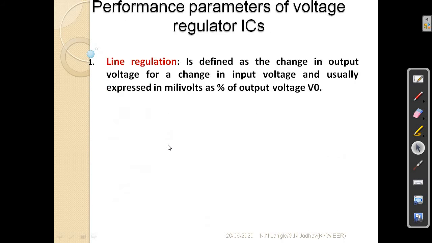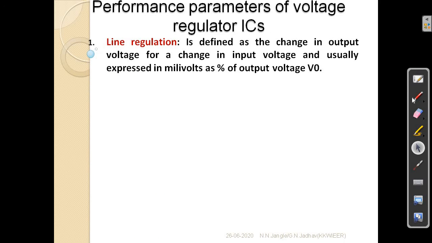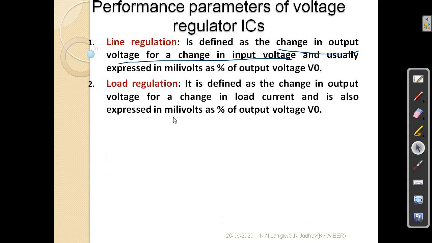So the first parameter is line regulation. Line regulation is defined as the change in output voltage for a change in input voltage, and is usually expressed in millivolts or as a percentage of output voltage. Then the second is load regulation. It is defined as the change in output voltage for a change in load current, and is also expressed in millivolts or as a percentage of output voltage.